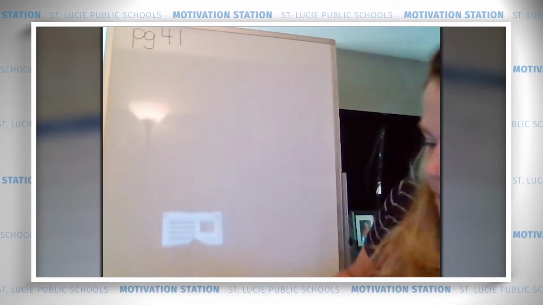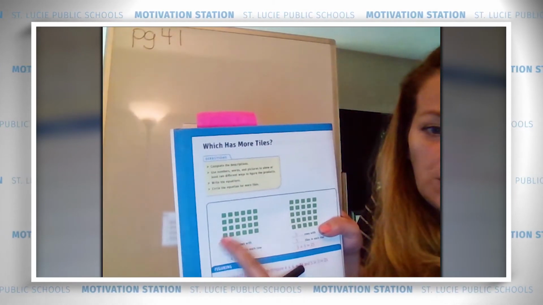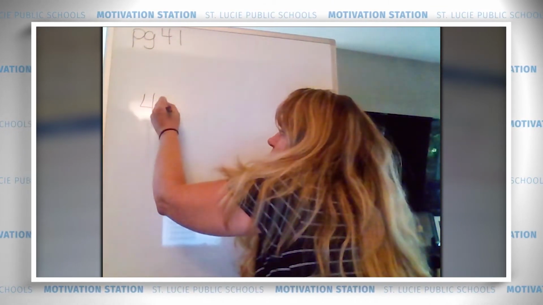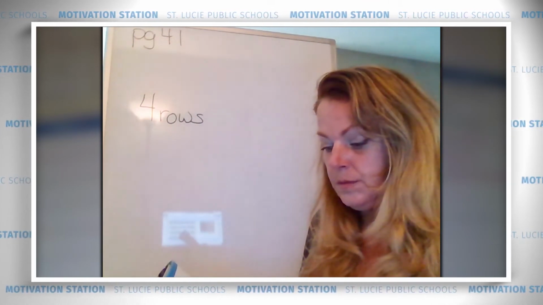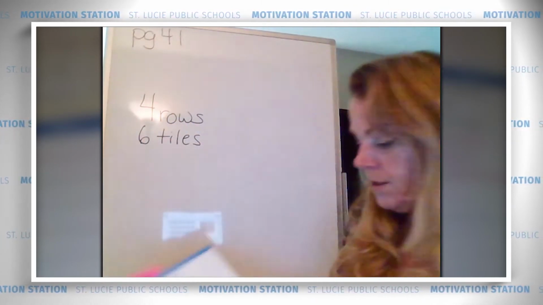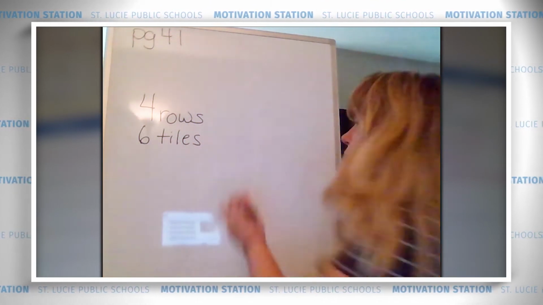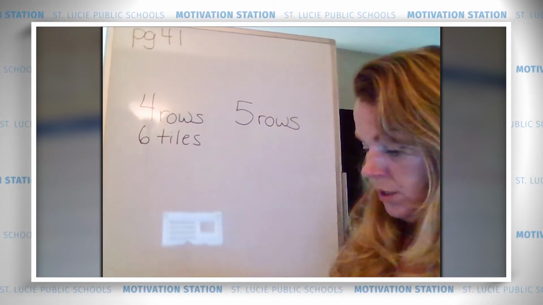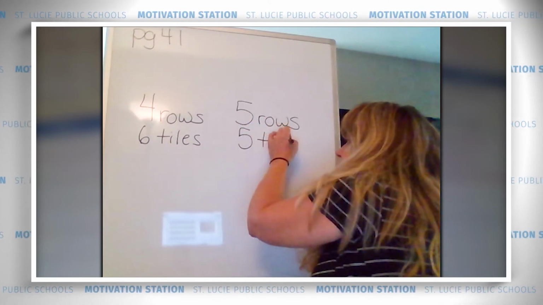Okay, so looking at the first picture, how many rows do I have? 1, 2, 3, 4 rows. With how many in a row? How many tiles? 6 tiles. Looking at my second picture here, I've got 1, 2, 3, 4, 5 rows with 5 tiles in each row.